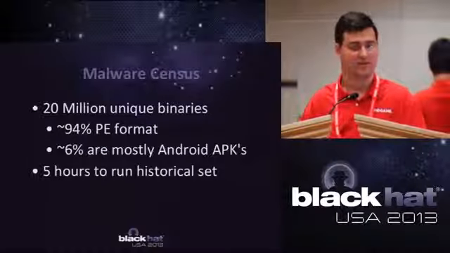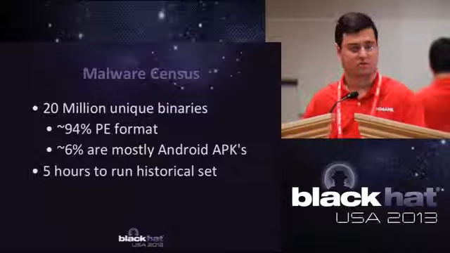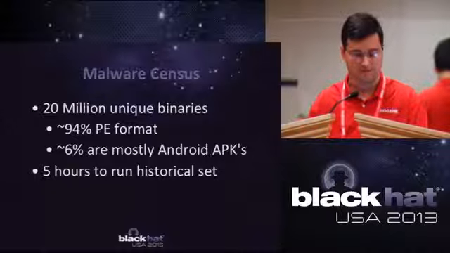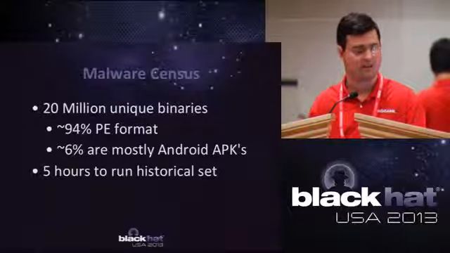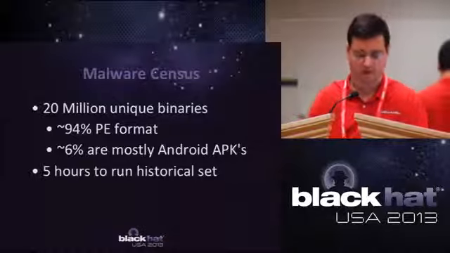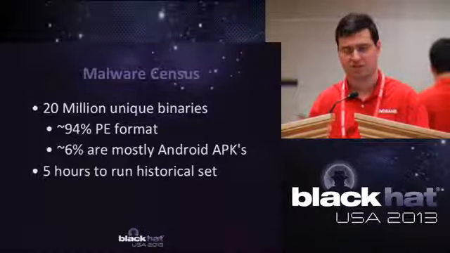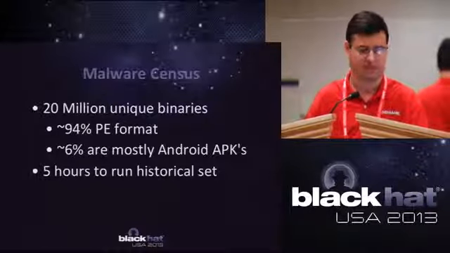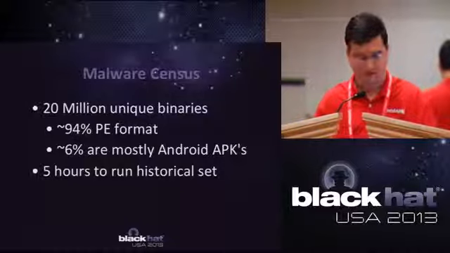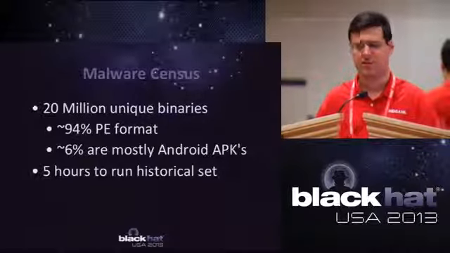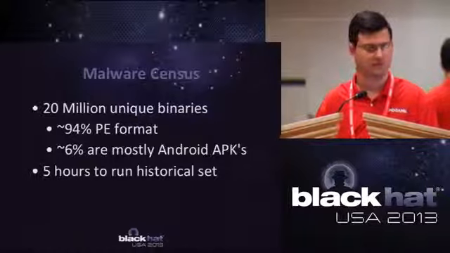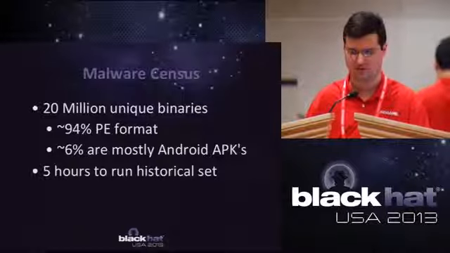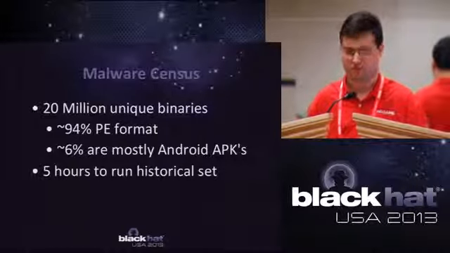Going back to the original part of this presentation, our historical data set is around 20 million unique binaries. 94% of them are in the PE format, about 6% are Android APKs and various things that run on the Dalvik JVM. And then there's some minuscule fraction left over that represents Macromedia Flash, PDFs, all sorts of other detritus that tends to get collected all at once. At the time of developing this system, we were running this off of a 15-node Hadoop cluster, and it would take us about 5 hours, give or take, depending on the specific scripts we were using, to run over the entirety of our historical set.